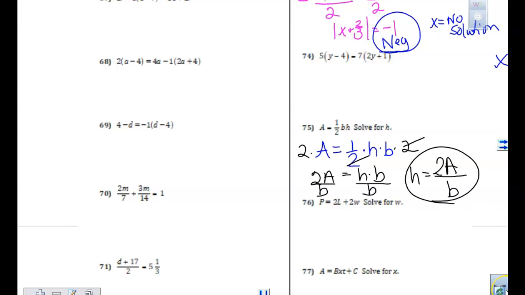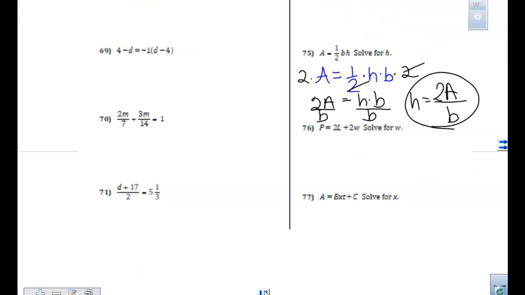77, I heard the other one, and I heard 76 too, but we'll look at 77 and let you guys try 76 and depending. Then we'll maybe look at a couple of fraction ones, and we'll see where we're at. So 77. A equals B times X times T plus C, and we're solving for X. So the first thing I need to do is isolate the X. So Kaden, what would you do to isolate the X? I would first subtract C.